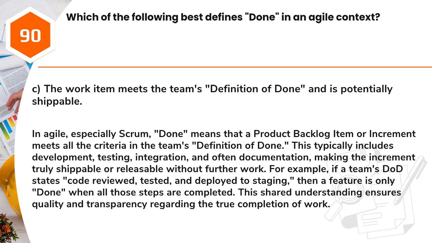Answer: C. The work item meets the team's definition of done and is potentially shippable. In Agile, especially Scrum, done means that a product backlog item or increment meets all the criteria in the team's definition of done. This typically includes development, testing, integration, and often documentation, making the increment truly shippable or releasable without further work.